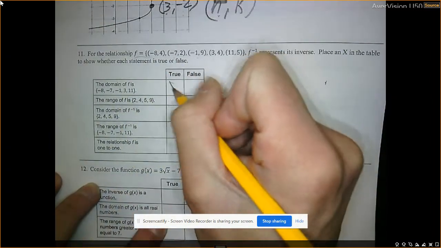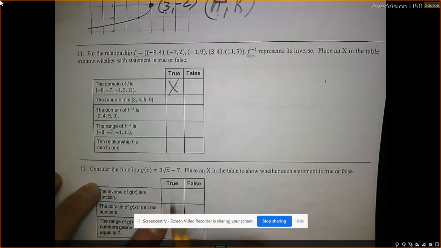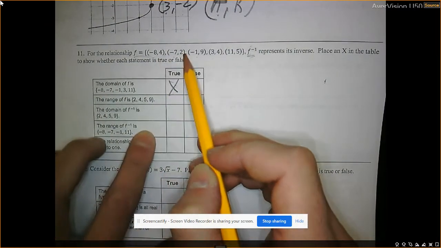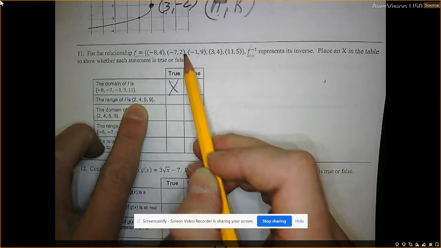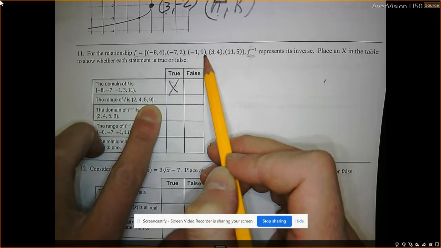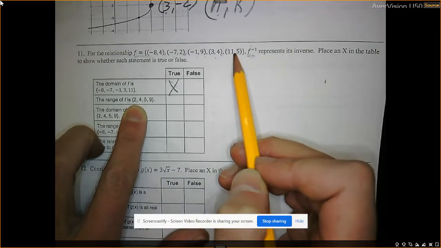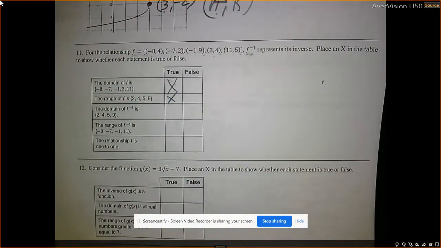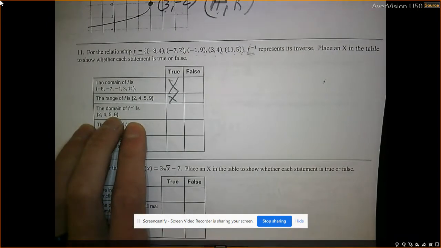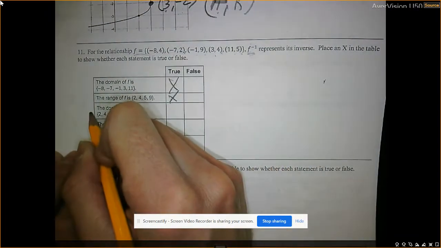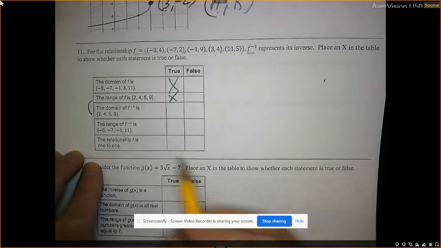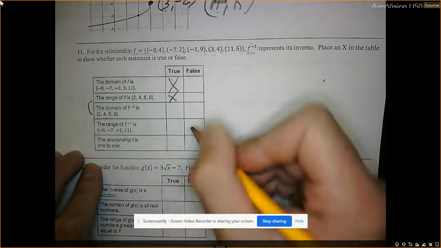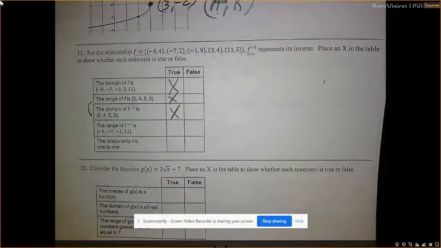Yeah, that's exactly what they list, so that is true. Now the range is all the y values. So we have 4, 2, that's the first two. Then we have 9, yep, it covers that. 4 again, we already covered that. And 5, yep, so it listed them all. Okay, domain of f inverse: remember the domain of the inverse is going to be the range of the original, so these go together. 2, 4, 5, 9, 2, 4, 5, 9. Yeah, true.